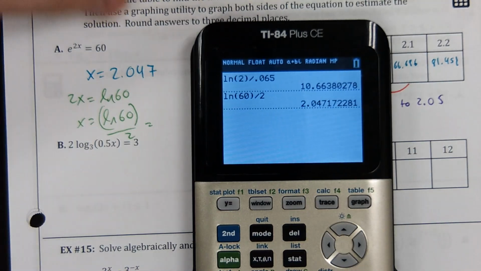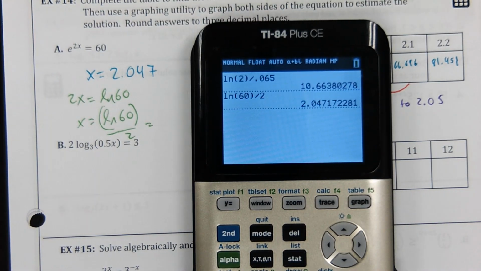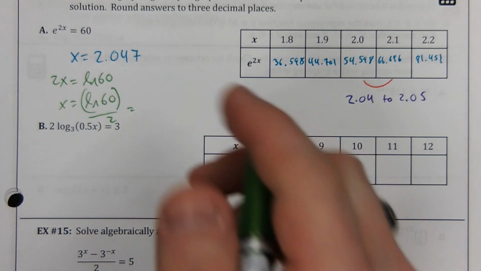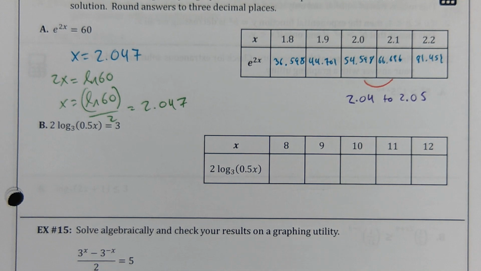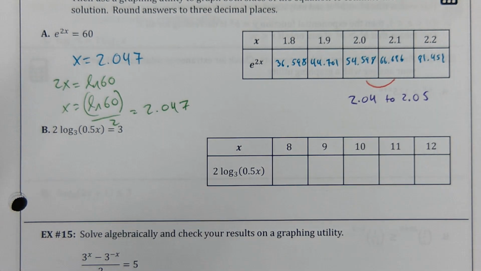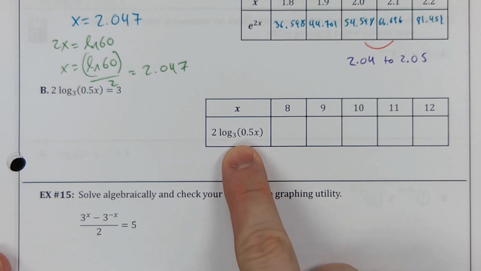Oh, you can't see it. Sorry. 2.0471, so 2.047. Confirmed. Look how smart we are. Let's do it again.